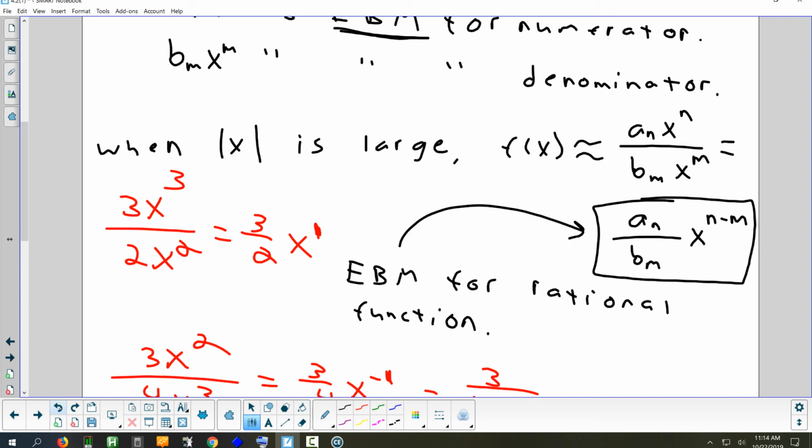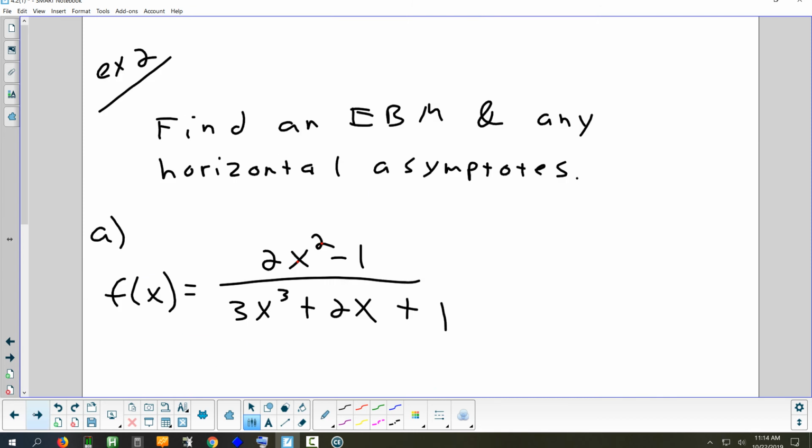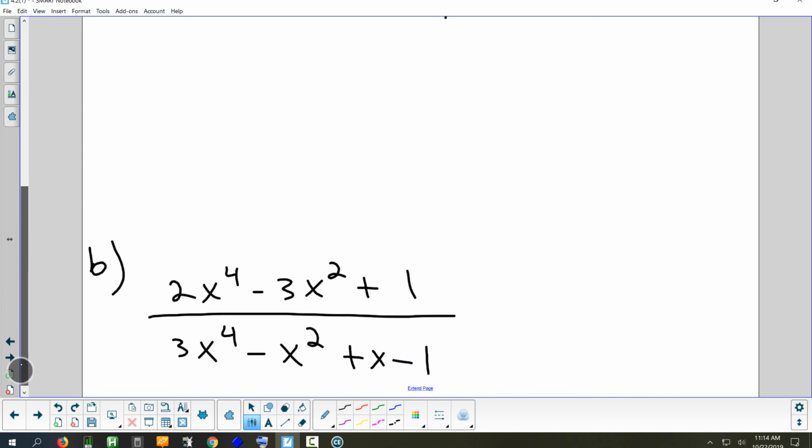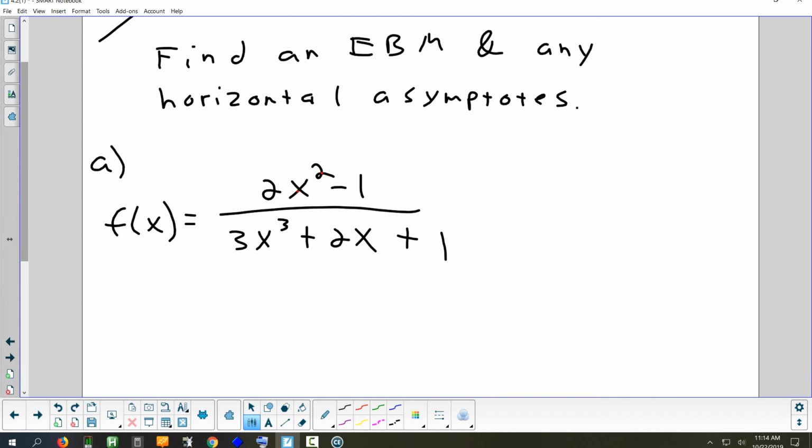All right, so let's try an example. Find the EBM, and then we're going to use the EBM to find the horizontal asymptotes. Okay, I'm going to abbreviate everything. End behavior model will be EBM, horizontal asymptote, I'm just going to do HA, vertical asymptote, VA. We'll just abbreviate stuff like that.